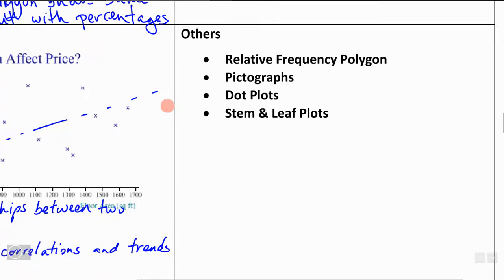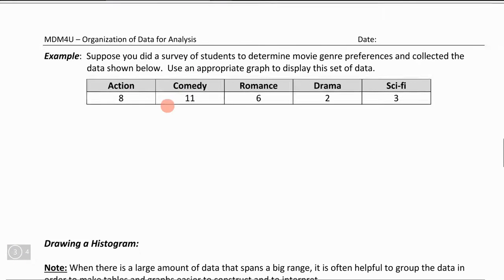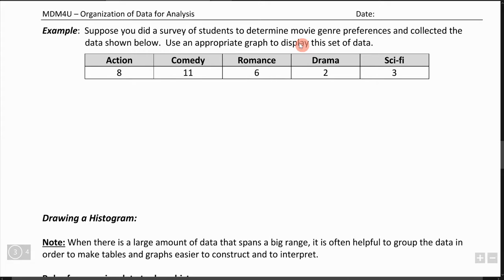We're going to be looking at some of these graphs as well in this chapter. So let's look at an example. Suppose you did a survey of students to determine movie genre preferences and collected this data shown below. Use an appropriate graph to display this set of data. So what kind of graph could we use? Well, it looks like we have categories. This is categorical data, and we're doing a little frequency count here. So there are several possibilities. You could use a bar chart, or a pie chart. Or you can use technology, an Excel sheet, and make your graph that way.